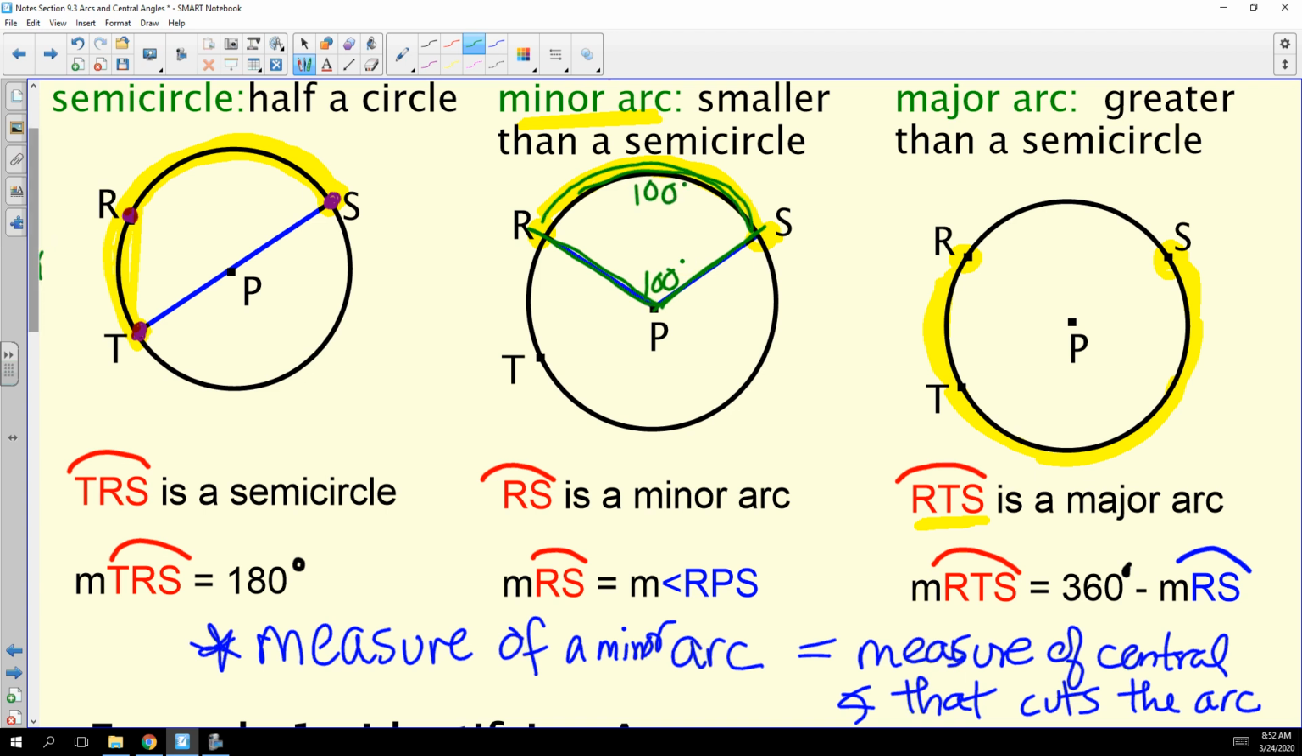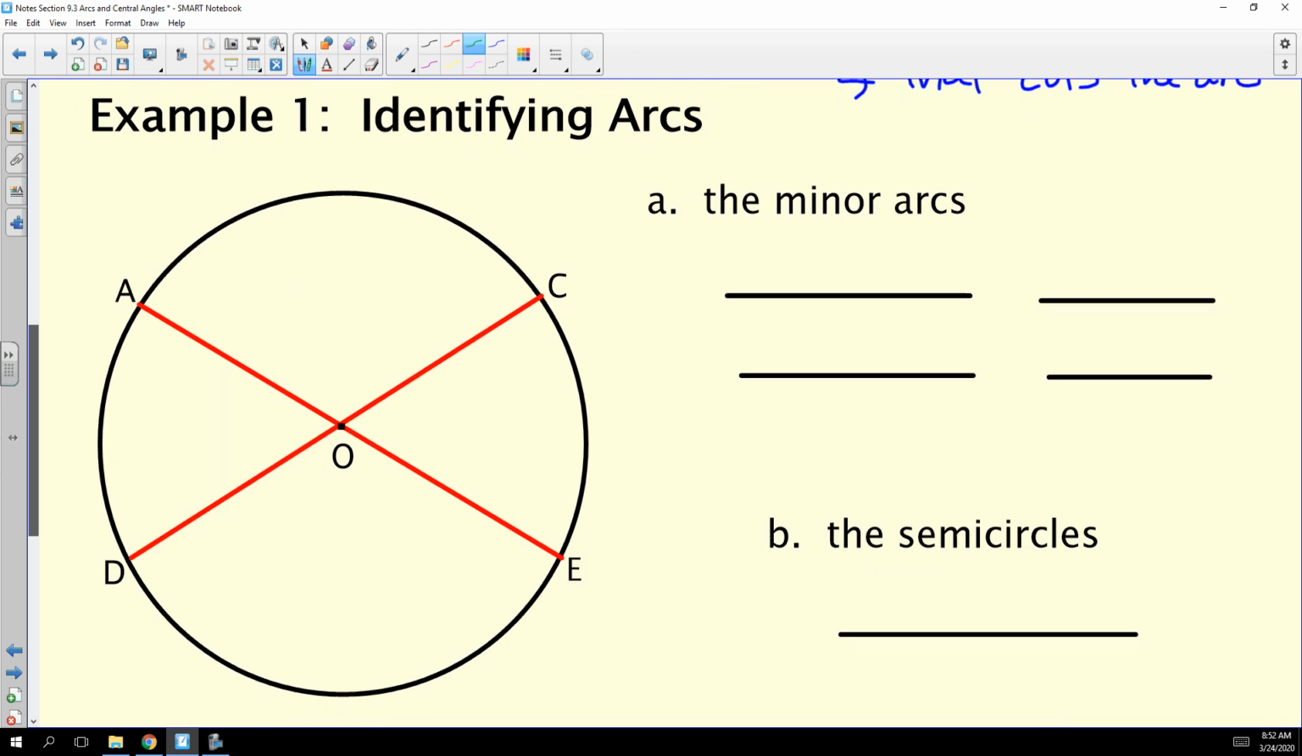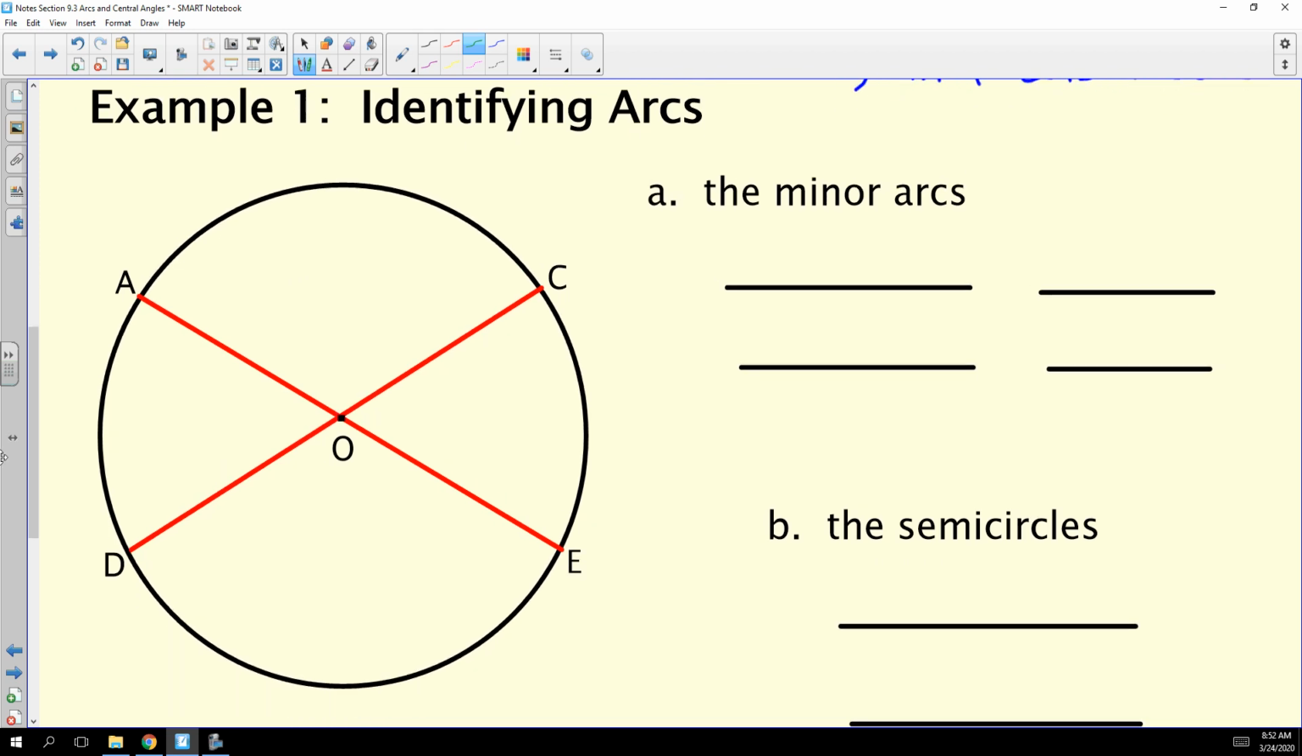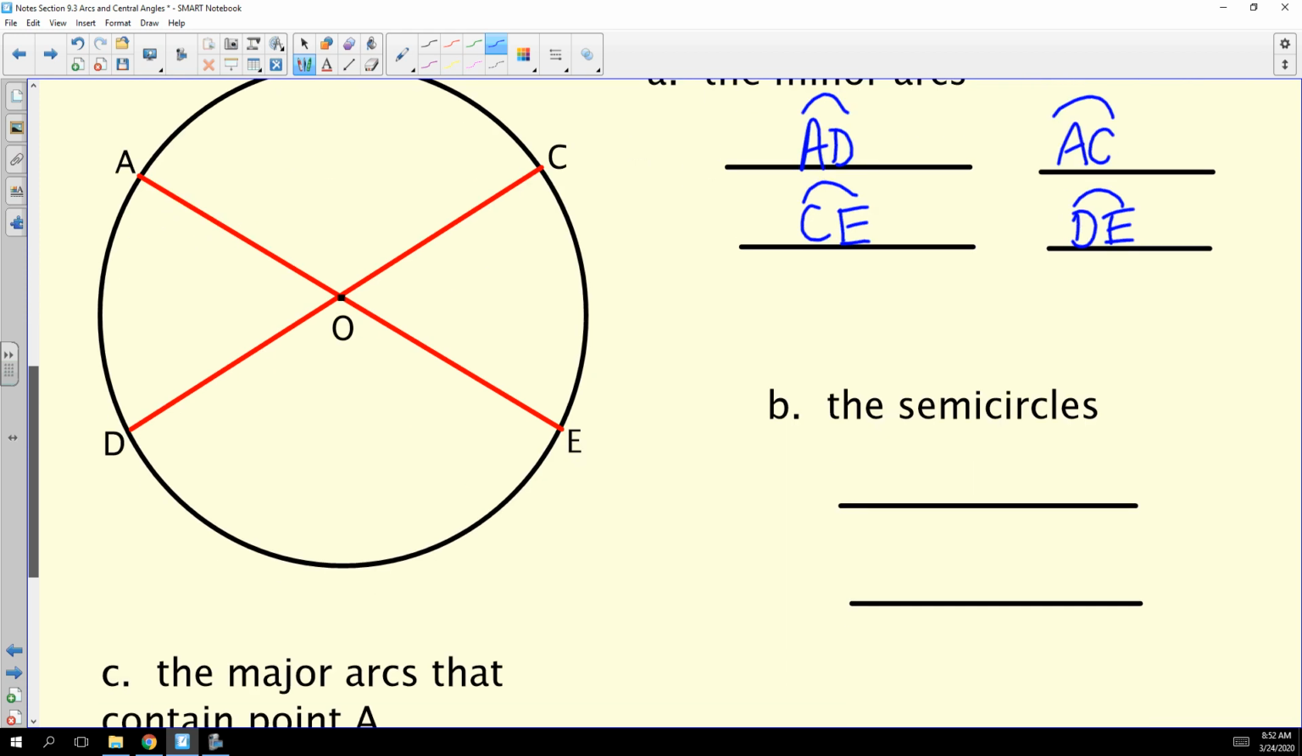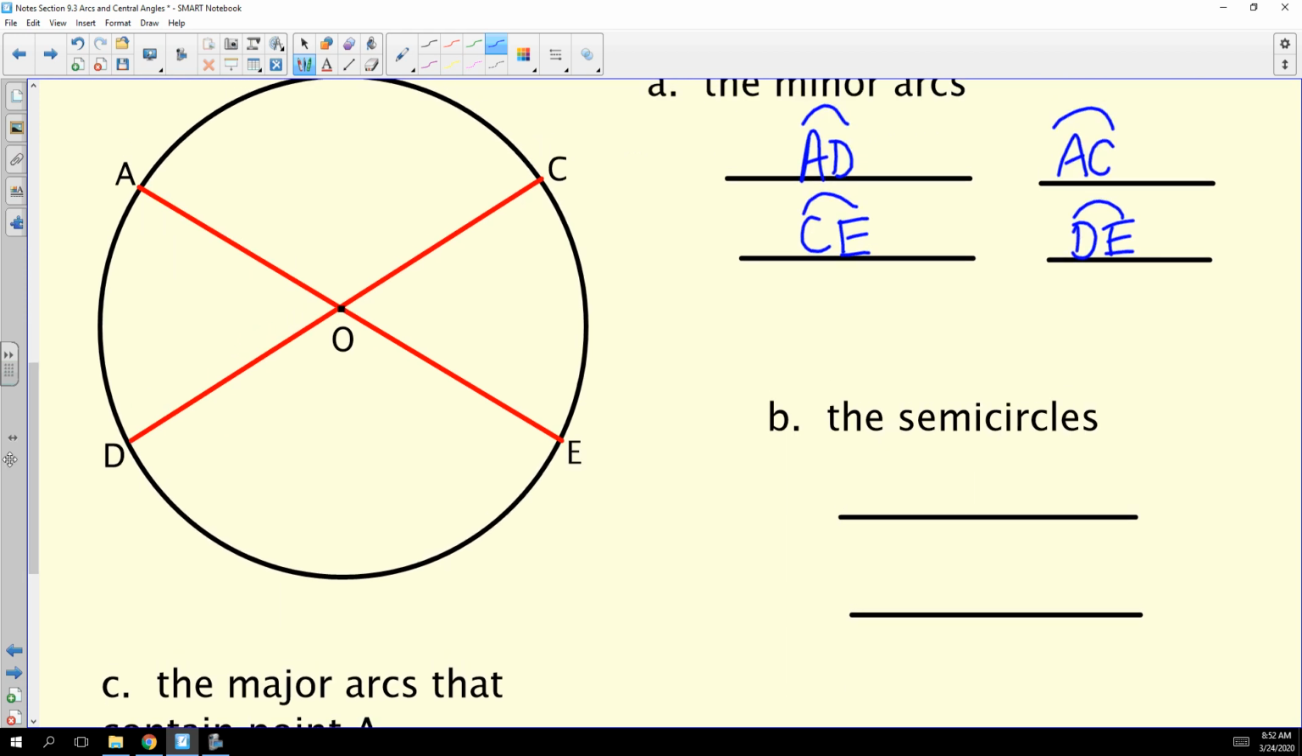Got it? Okay, so again, this is a good place to pause the video for a second and try to identify some minor arcs and semicircles and major arcs. I'm going to list a few. Some minor arcs could be arc AD, arc AC, arc CE, and arc DE. Got it? Okay, some semicircles that you could name. Remember that in order for you to identify a semicircle, you have to be clear that the endpoints of your semicircle are endpoints of a diameter. So how do I know that? Well, I know that O is the center of the circle because there's a dot there. So I know that point D and point C are endpoints of a diameter, and also point A and point E are endpoints of a different diameter.